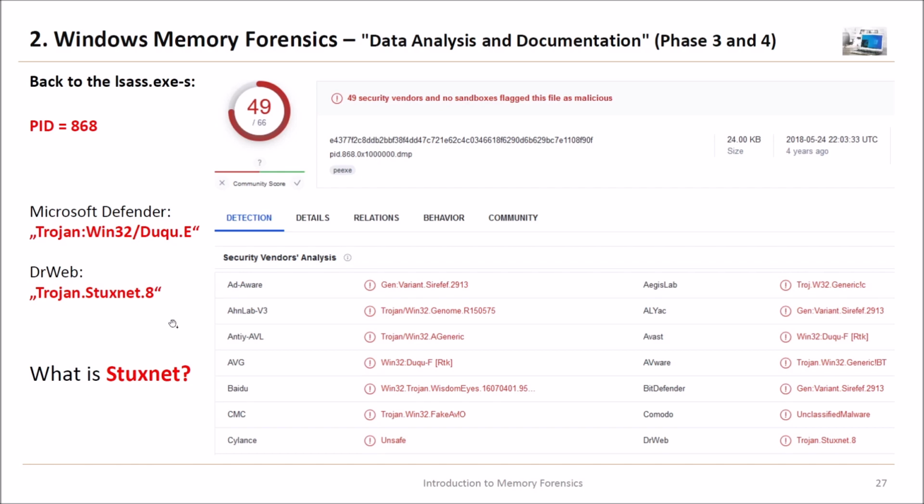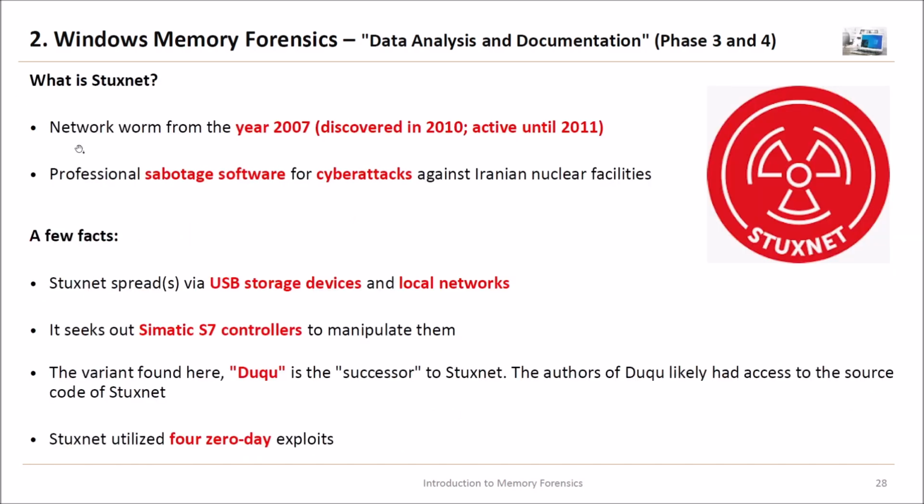What is Stuxnet? Stuxnet is a network worm from the year 2007. It was discovered in 2010 and it was active until 2011. Stuxnet is a professional sabotage software for cyber attacks against Iranian nuclear facilities. So it did what we have seen in our company that we analyze. It attacks the uranium centrifuges.